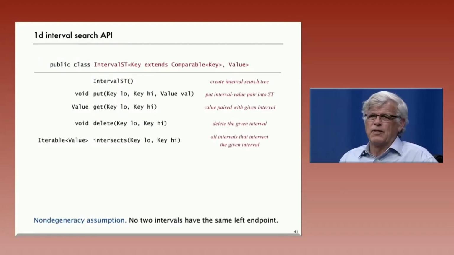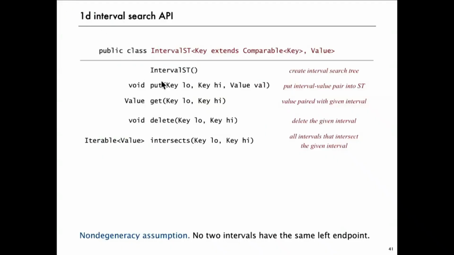So how are we going to support that? This is the API in Java code. We have intervals, so instead of one key we have two, which is the left and right endpoints of the interval for put and get, and then we have delete, and then we're going to have the intersects. And again, to simplify the code, we're going to make the non-degeneracy assumption that no two intervals have the same left endpoint. That's easy to fix, but we don't, to simplify the code.